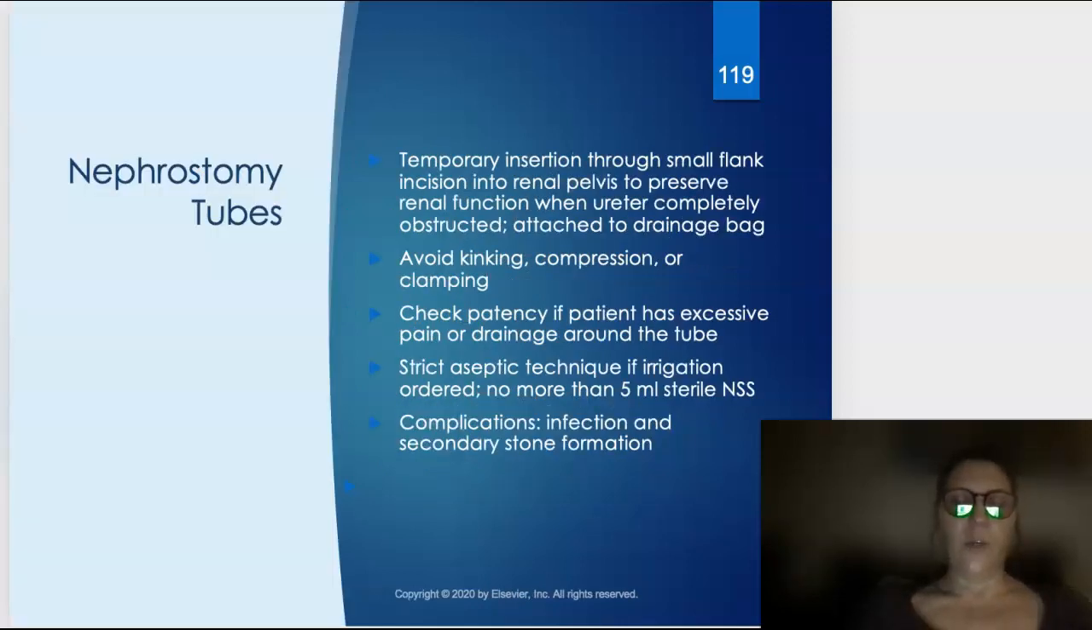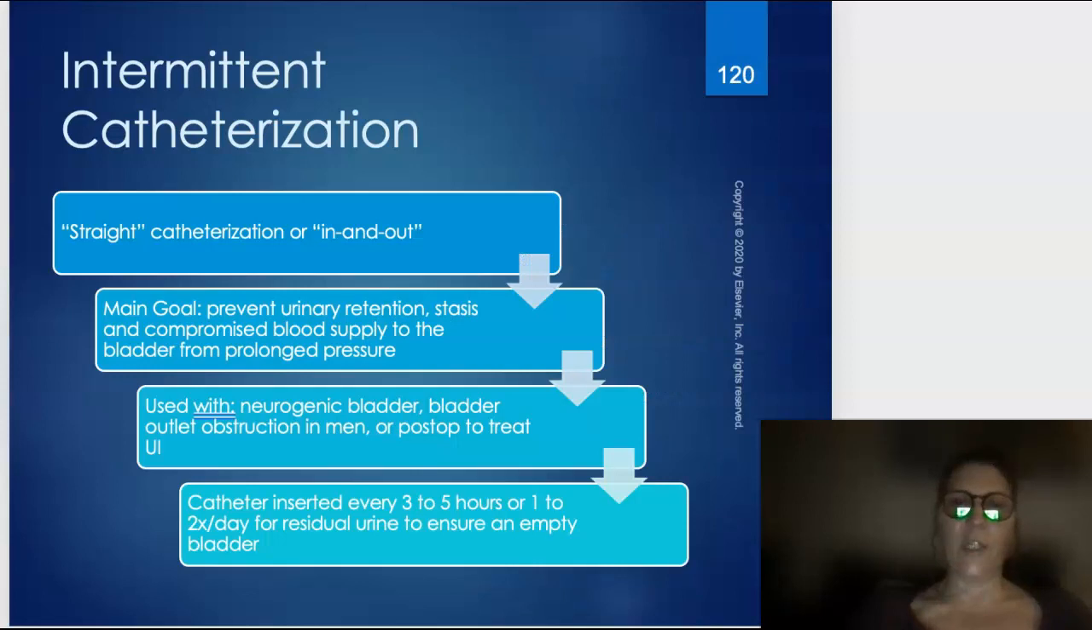Nephrostomy tubes. So this is a temporary insertion through the small flank incision into the renal pelvis, and this is when the ureter is completely obstructed. We talked about this just a minute ago. We're going to avoid kinking, compression, or clamping. Check the patency. Strict aseptic technique, that is going right to the kidney. Complications would be infection and secondary stone formation.